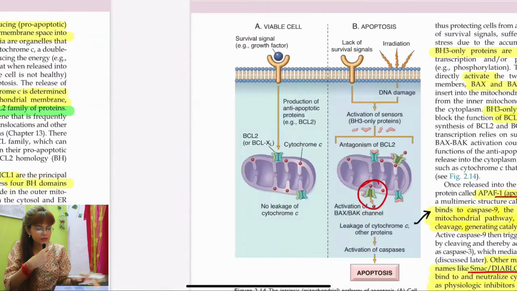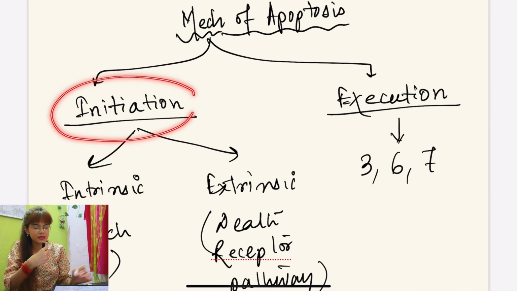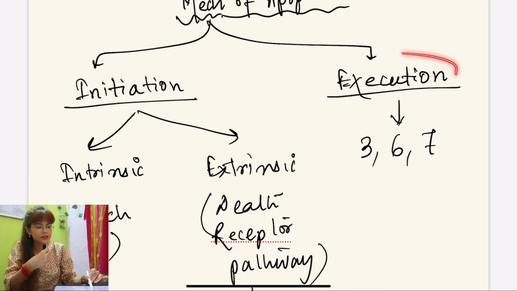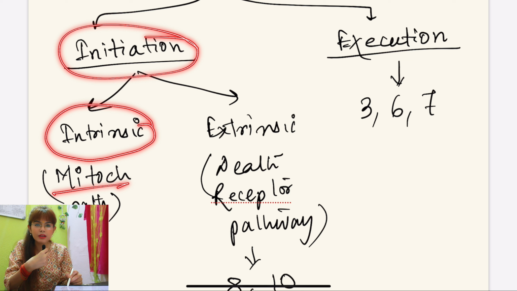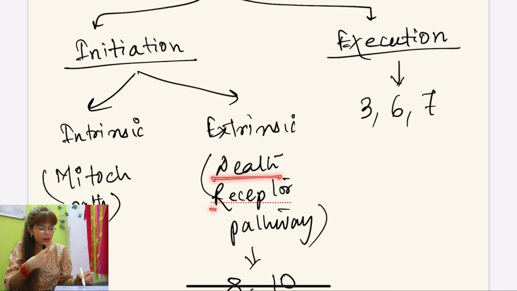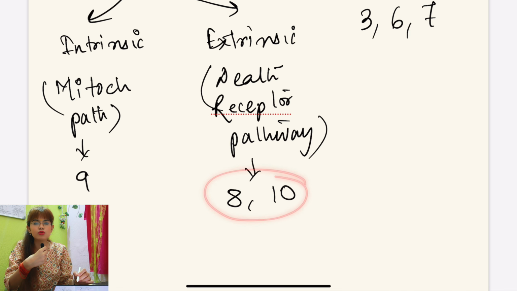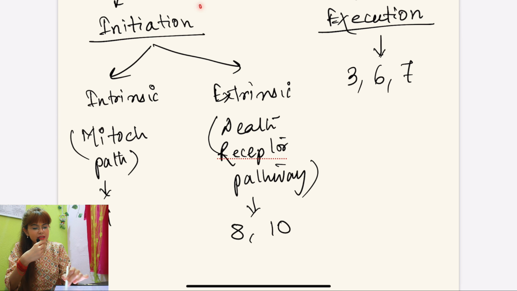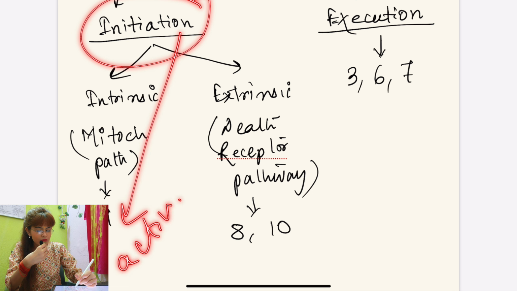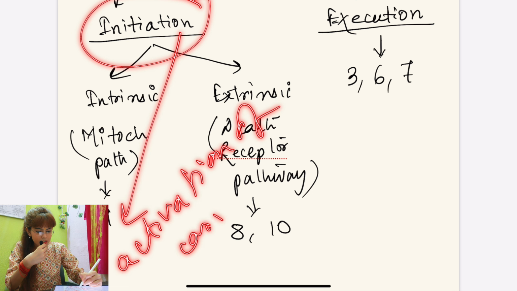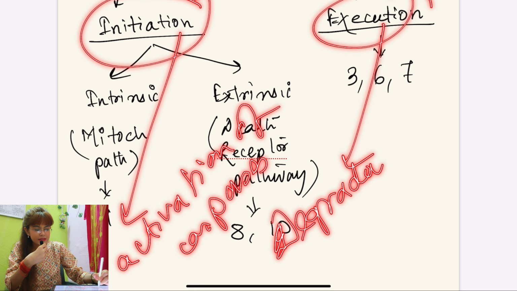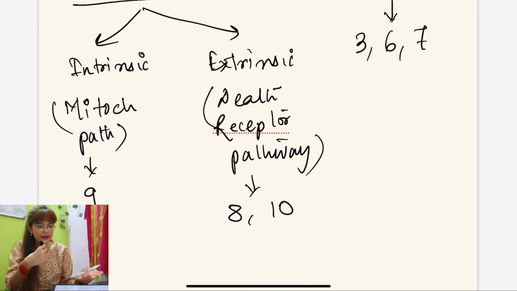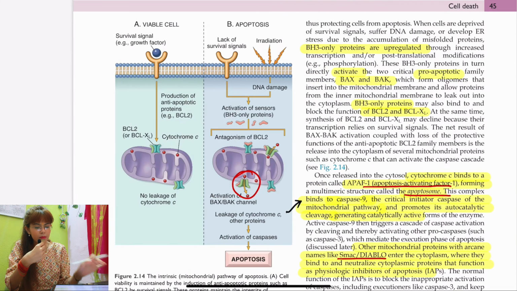In the mechanism there are basically two phases. One is the initiation phase and one is the execution phase. In the initiation phase, you have the intrinsic pathway, which is the mitochondrial pathway, in which caspase 9 is activated, and the extrinsic pathway, which is the death receptor pathway, in which caspases 8 and 10 are going to be activated. So in the initiation phase, there is activation of the caspases. And in the execution phase, there is going to be degradation of the cells.